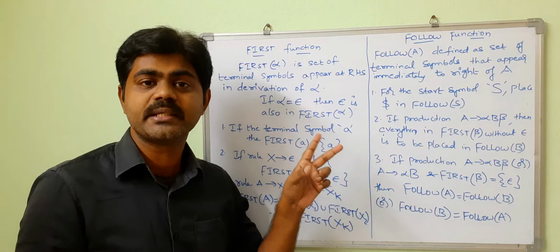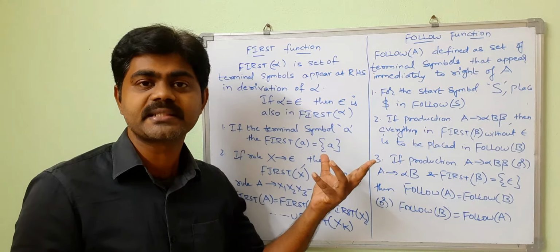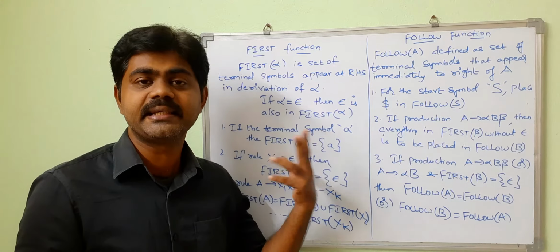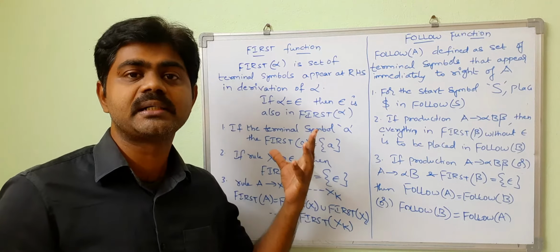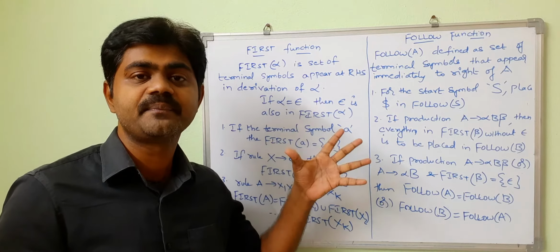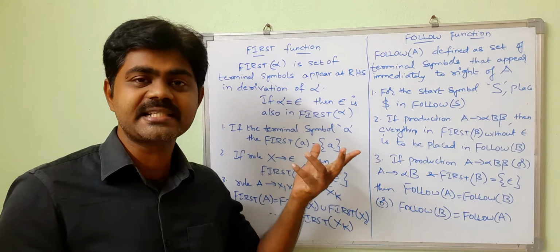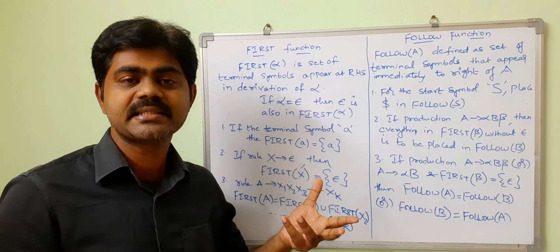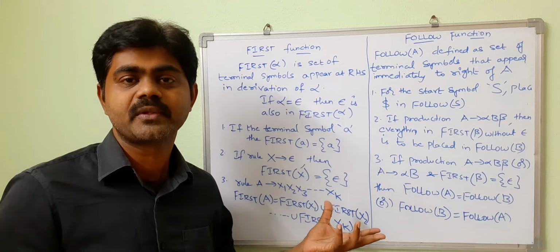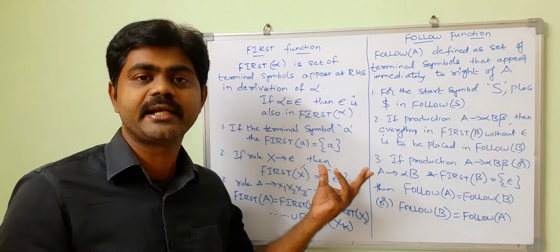So these are the two major functions, first and follow. With this we can construct a predictive parsing table. Now we'll see an example so that we get a clear idea about how to construct a predictive parsing LL(1) table using first and follow. In examinations they may ask to construct first and follow, or to construct a predictive parsing table LL(1) for the following grammar. They may ask in either way. We'll see 2 to 3 examples so that we get a clear idea.